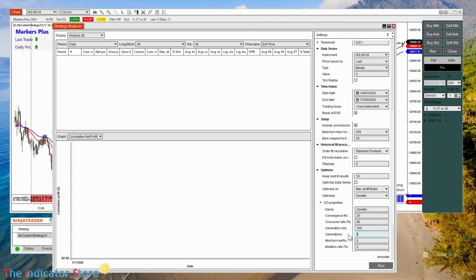How many times? 10 times. So we backtest one time the 100 different results, calculate the profit factor, sort, and then we test again, for 10 times in total. In total, how many backtests do we have? 100 multiplied by 10, 1000.